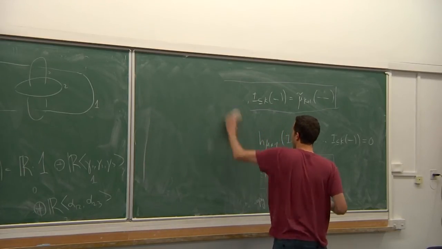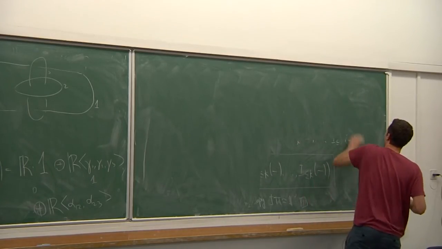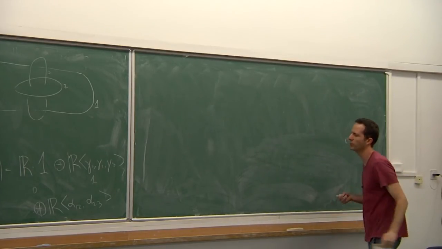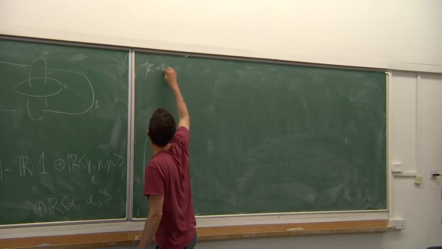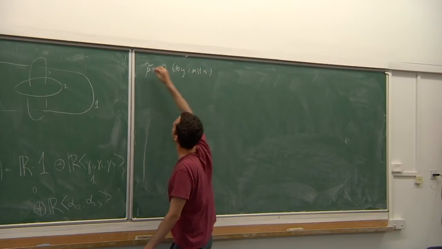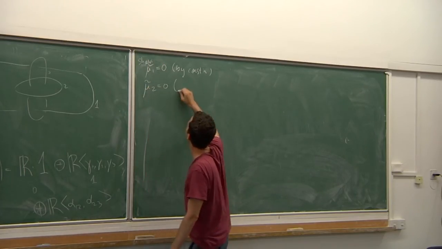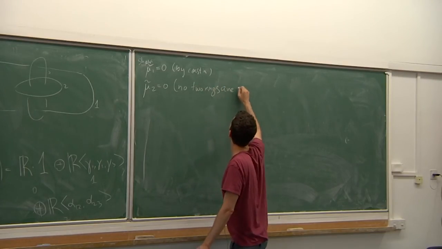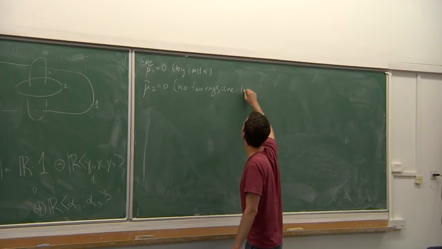So mu tilde 1 is 0 by construction. Mu tilde 2 is also 0. This is just a cup product on cohomology, and the vanishing of it reflects the fact that no two rings are connected. So mu tilde 2 equals 0, and this reflects the fact that no two rings are connected, or linked, maybe better.